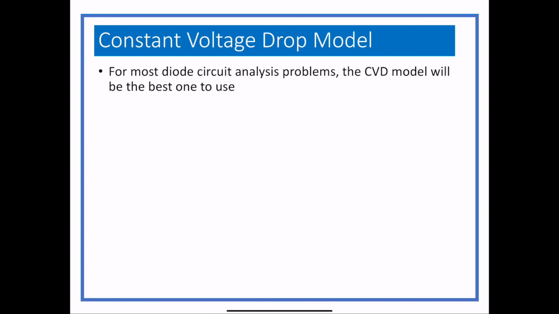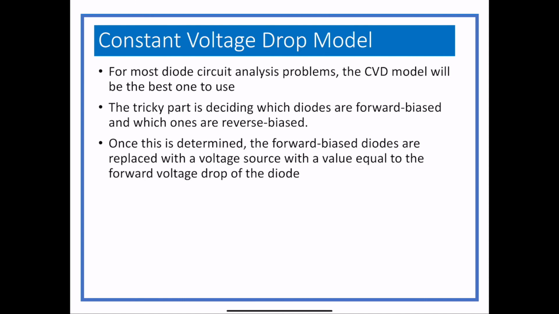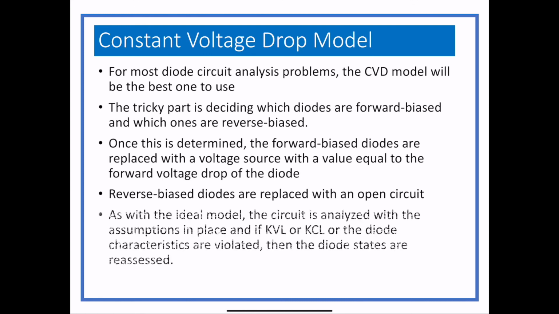So most of the time when we analyze diode circuits, we're going to use the constant voltage drop model. Again, just like with the ideal model, the tricky part is deciding which diodes are forward and which ones are reverse. But once we figure that out, we're going to replace the forward bias diodes with a voltage source rather than just a short circuit. Reverse bias diodes are still replaced with an open circuit. And as with the ideal model, once you've made your assumptions, if KVL or KCL or the diode characteristics don't work, then we have to go back and look at our assumptions again.